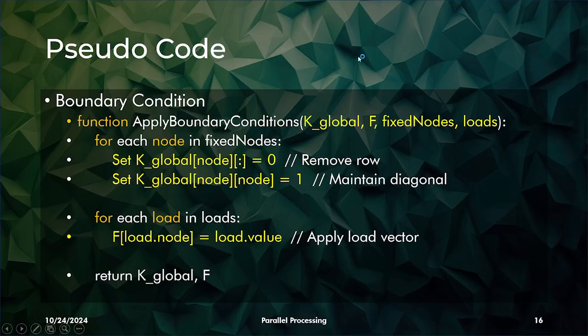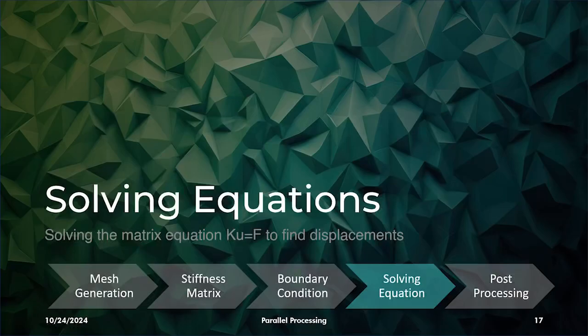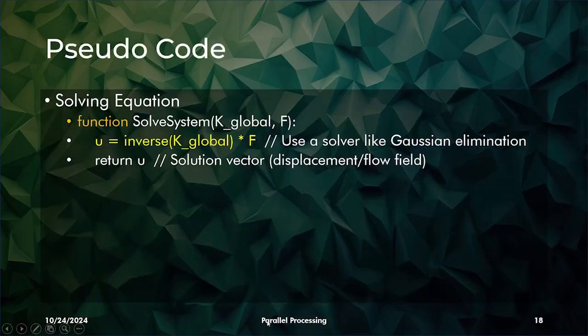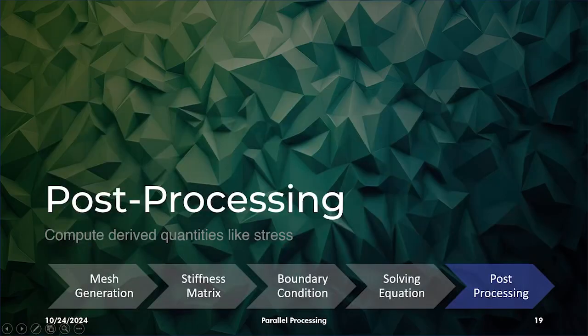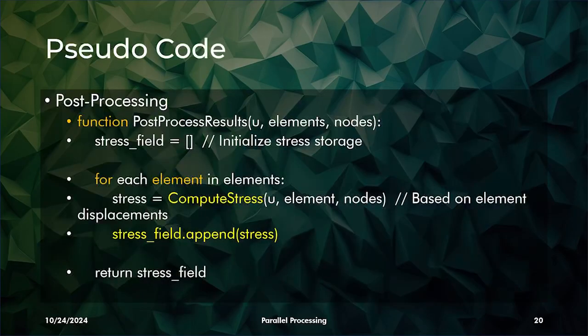The next step is to apply boundary conditions, enforcing them on the geometry. In the pseudocode, you can see some changes applied to the stiffness matrix, and some values are changed. For example, fixed nodes are added to our stiffness matrix, and some conditional loads are added. Finally, we're going to solve our equation, and the formula you can see is K multiplied by U equals F, and we're going to solve this matrix equation. Optionally, we can compute derived quantities like stress after the processing.